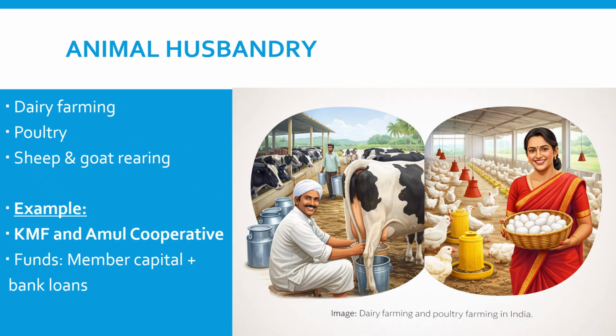The next major area in primary sector is animal husbandry. Animal husbandry includes dairy farming, poultry farming, sheep and goat farming. Cooperatives like Amul and KMF follow a member owned financial model.